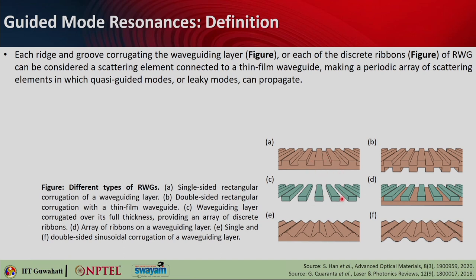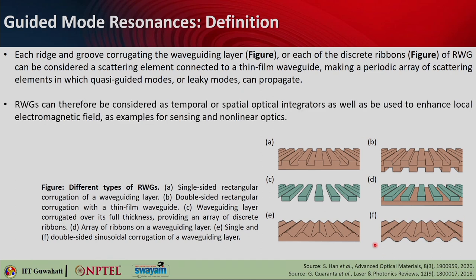So, you have just etched the entire thing, okay, and this is actually giving you a discrete ribbon kind of structure. And this is the same thing, but you are having these ribbons on top of a waveguiding layer. This is a single sided sinusoidal corrugation of the waveguiding layer, whereas this one is a double sided sinusoidal corrugation. So these are different kinds of corrugations that you can make, okay, and they actually decide the pattern of your quasi guided or leaky modes and also tell what kind of mode can propagate, okay. So RWGs can therefore be considered as temporal or spatial optical integrators, as well as they can be used to enhance the local electromagnetic field, for example for sensing or nonlinear optics applications.